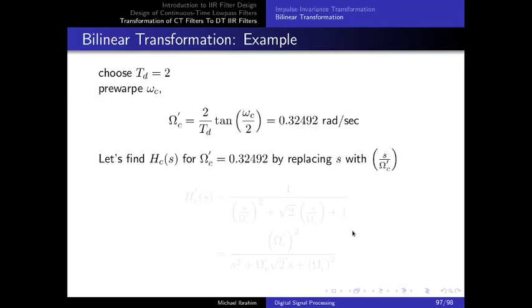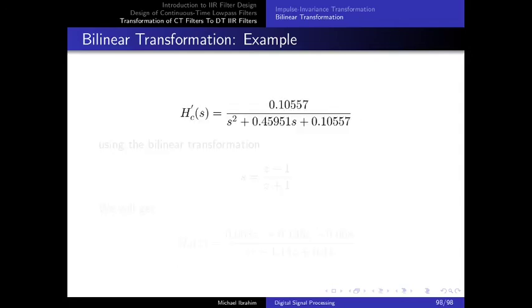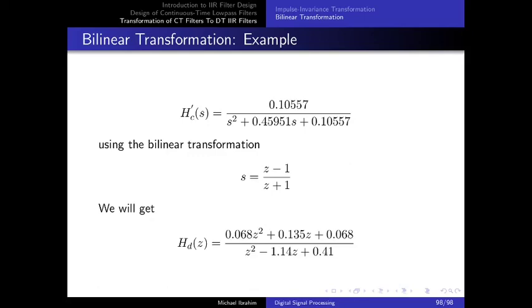So in order to design the second order Butterworth filter with this cutoff frequency 0.32, we need to replace every s with s over omega c prime. Replacing every s with s over omega c prime, we get this expression. Next, we need to use the bilinear transformation by replacing every s by z minus 1 over z plus 1, or replacing every s by 1 minus z to the minus 1 over 1 plus z to the minus 1, which will give us this transfer function over here.